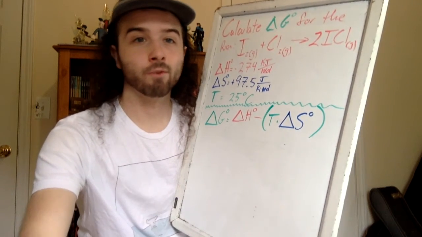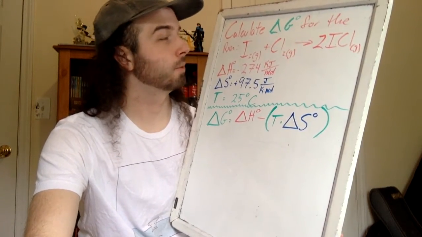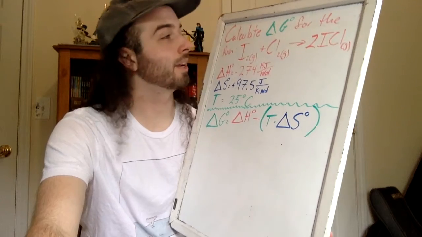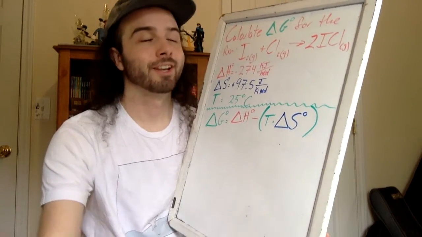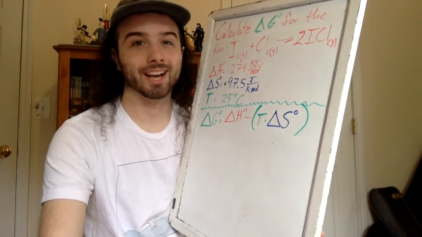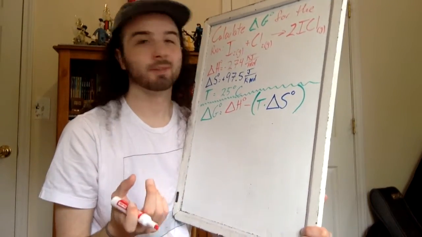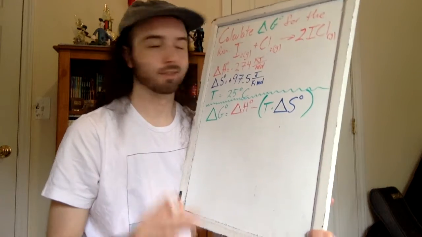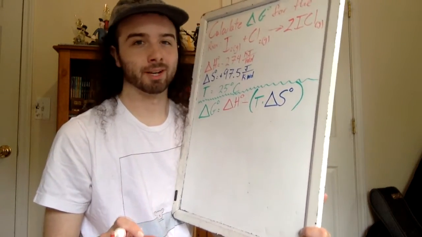So, question number 4. We're going to be looking at the reaction between iodine gas and chlorine gas to make iodine monochloride, which looks really cool. You guys should look it up on Wikipedia. It's like this cool red-brown gas, and when it solidifies, it becomes these black-red crystals. It's really, really cool looking. I would definitely recommend looking it up.